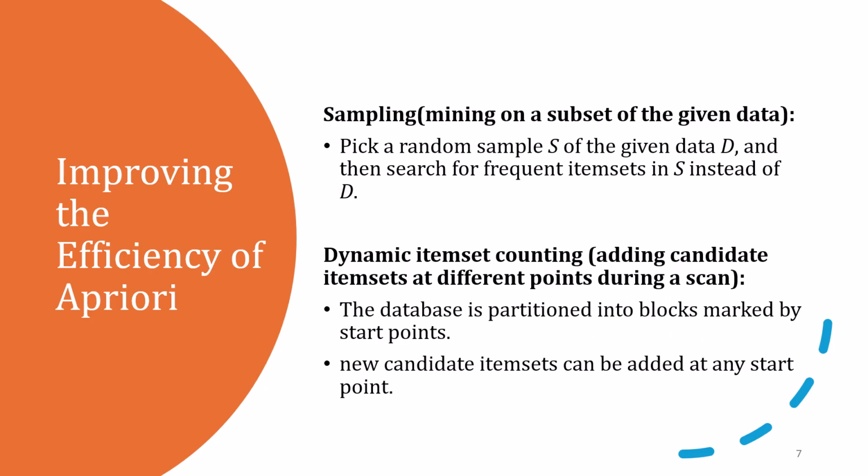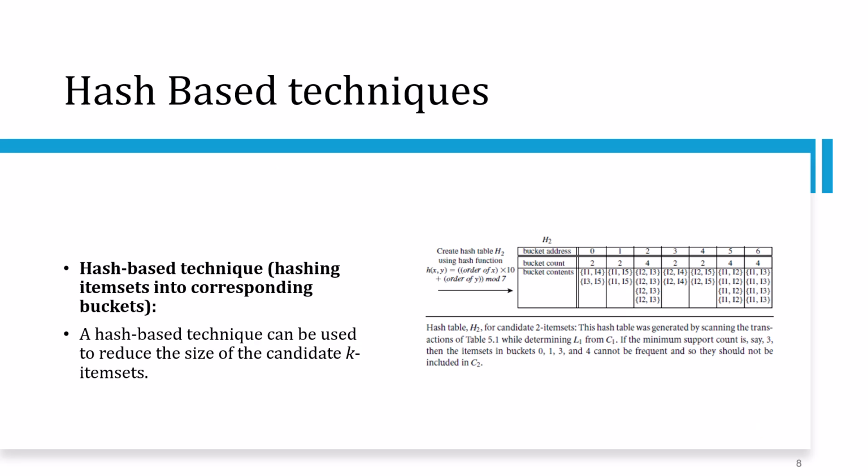Sampling: pick a random sample S of the given data set D and then search for the frequent item sets in S instead of D. Dynamic item set counting: the database is partitioned into blocks marked by start points. New candidate item sets can be added at any start point.